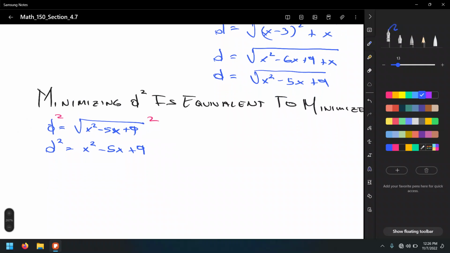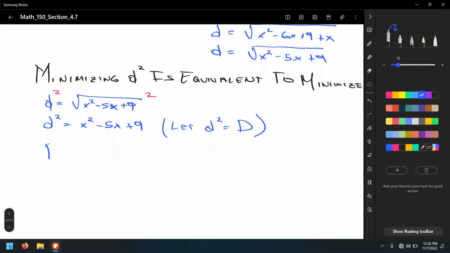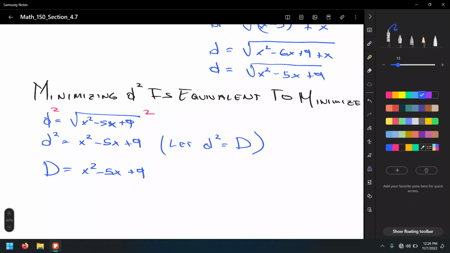So you don't want to get confused with this d squared. However, we're going to relabel it. Let d squared equal uppercase D, to make this a lot simpler. So big D equals x squared minus 5x plus 9. And that's the function we should do the calculus on. I mean, you can still solve the problem using the radical function. That's going to give you a nasty function to work on. However, this is going to be a lot easier.